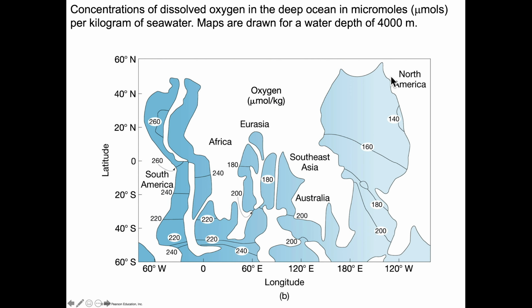Now, when we look at dissolved oxygen in the deep oceans in micromoles, we can see that this map is drawn for a depth of 4,000 meters.